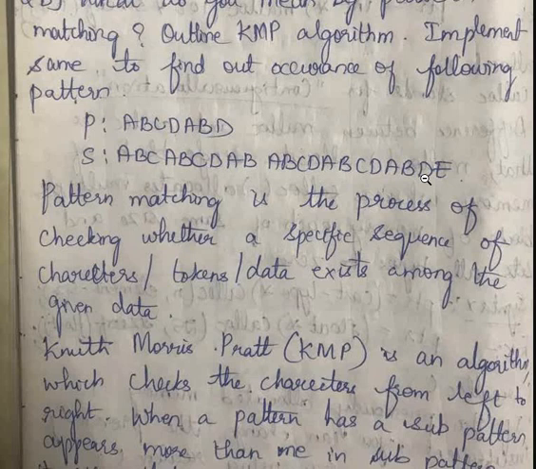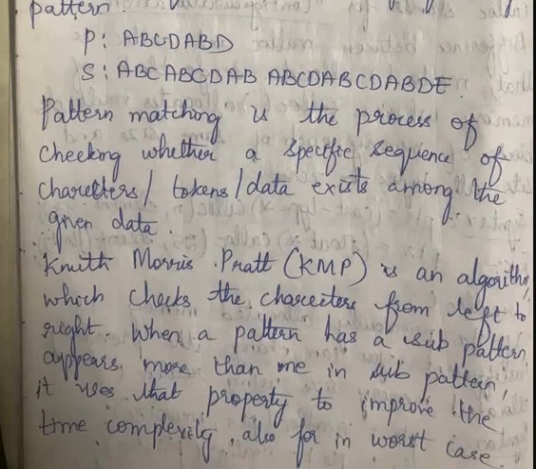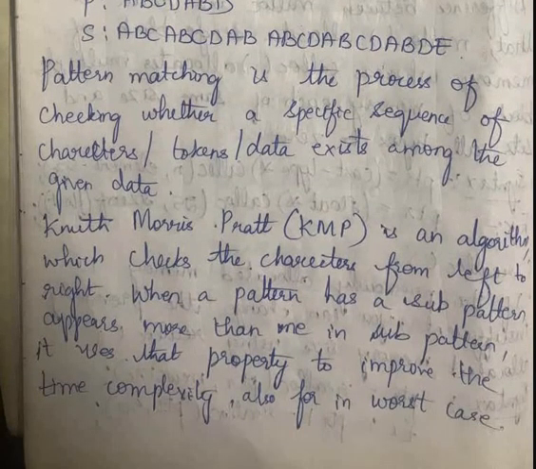To do pattern matching we have many techniques. Among them, what we have to discuss now is the KMP algorithm. Using this KMP algorithm we have to do the pattern matching. What is the KMP algorithm? This algorithm will check the characters from left to right. It will check from left to right like this. Okay, A, B, B, C, C.